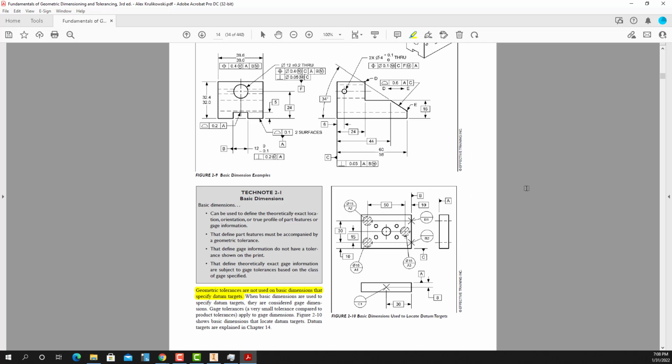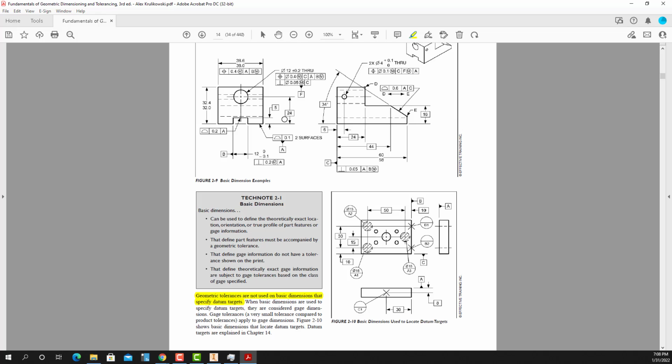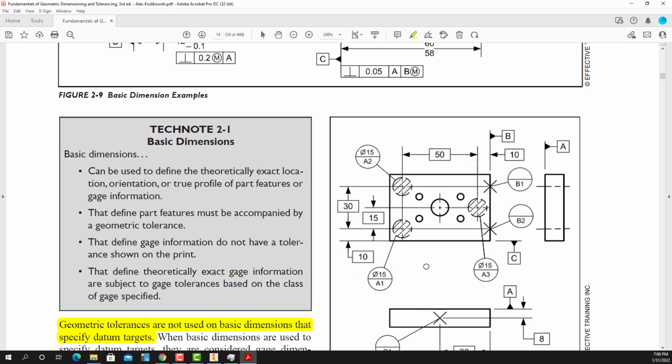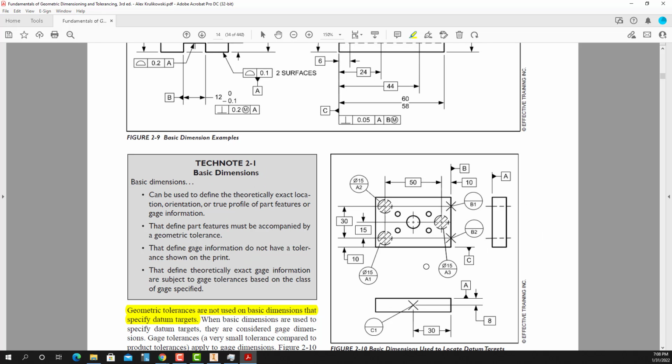Okay, on this sheet, now that looks like a nightmare of a drawing, but it's really not if you break it down little by little. Geometric tolerances are used on basic dimensions that specify datum targets. All right, everybody, check it out. Here it is. I told you about datum targets. Everybody heads up, look up here.